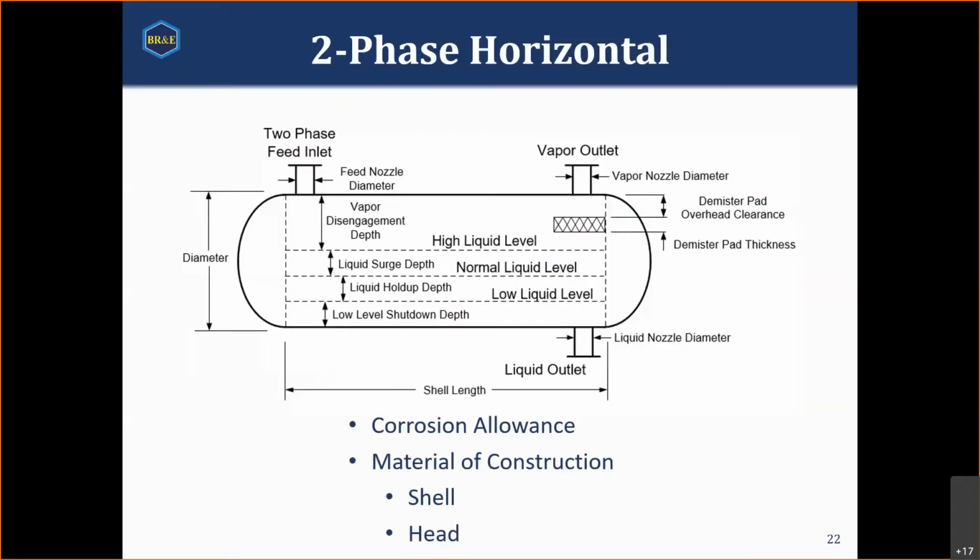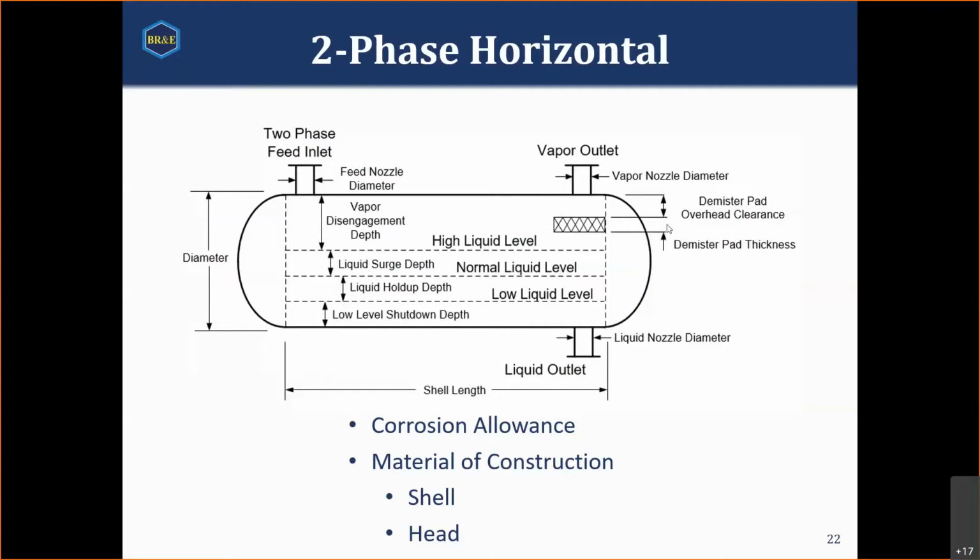This is a look at a two-phase horizontal separator, so you'll see some similar inputs and similar outputs here. We'll still have the same shell length, however, instead of going from up to down, it's going to now be going from one seam to the other seam. And then our diameter is instead going to be the overall height of our vessel in a horizontal case. But we still have that same vapor disengagement depth.